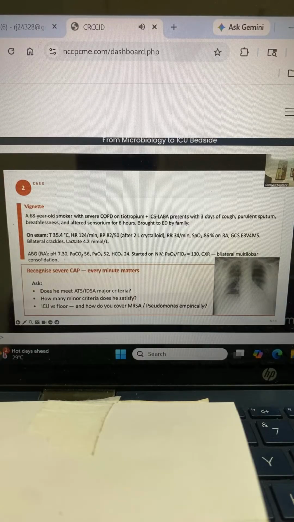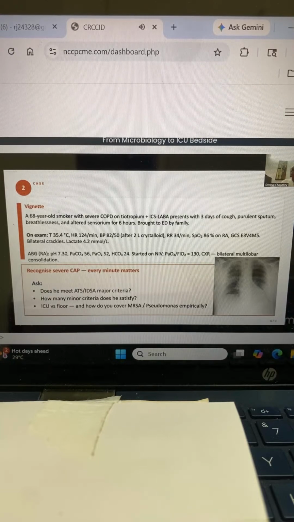And what you find when you do a blood gas analysis, you realize there is a type 2 respiratory acidosis along with type 2 respiratory failure along with hypoxemia, and this patient was put on NIV, and there was also a significant PaO2/FiO2 ratio, and X-ray showing us bilateral nodular multilobar consolidation. So this is a severe CAP. Every minute matters. That's what's important. The question is where this patient needs to be treated.